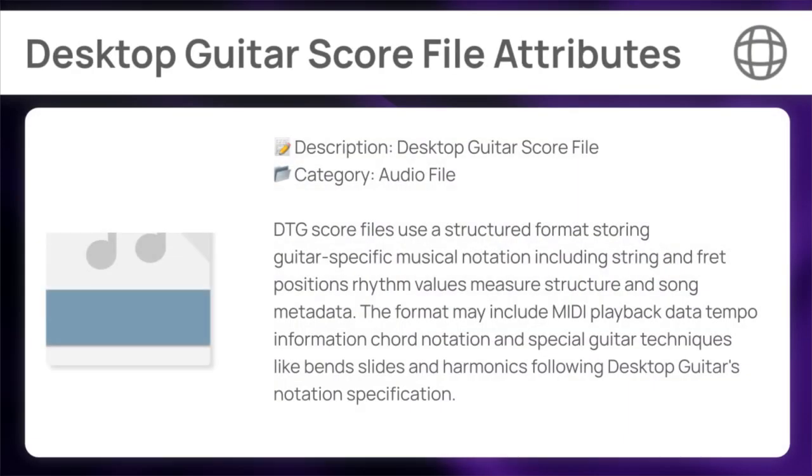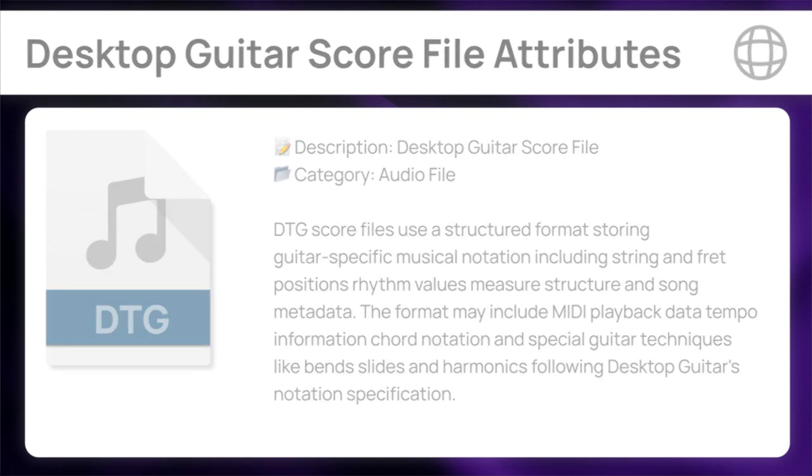DTG score files use a structured format, storing guitar-specific musical notation, including string and fret positions, rhythm values, measure structure, and song metadata. The format may include MIDI playback data, tempo information, chord notation, and special guitar techniques like bends, slides, and harmonics following desktop guitar's notation specification.